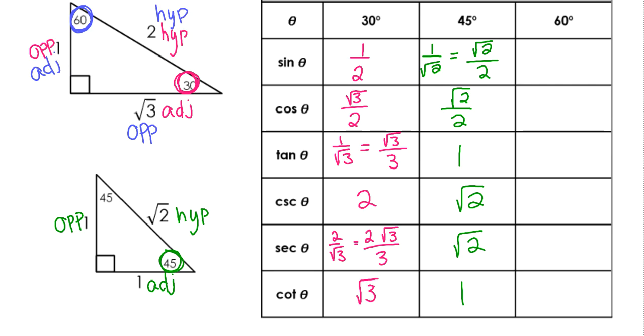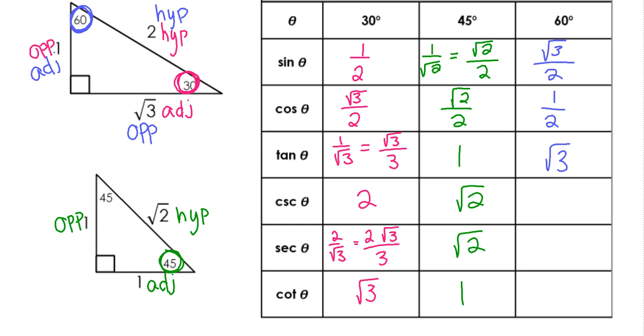So looking at sine, we have opposite, which is square root of 3 over the hypotenuse, which is 2. For cosine, we have the adjacent, which is 1 over the hypotenuse, which is 1/2. And then tangent is going to be opposite over adjacent. So that's square root of 3 over 1. So I'm just going to write it as square root of 3.